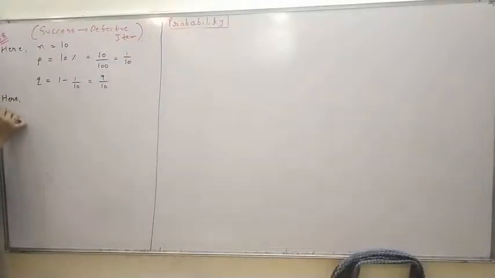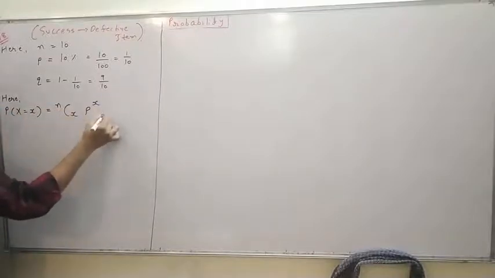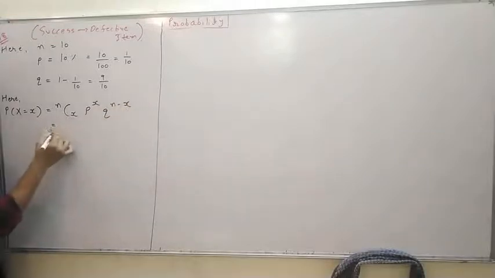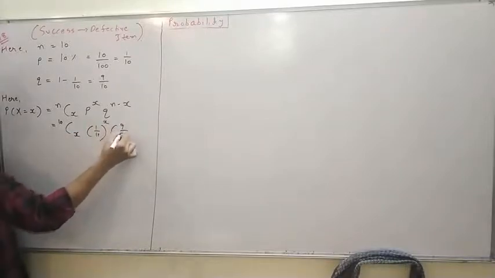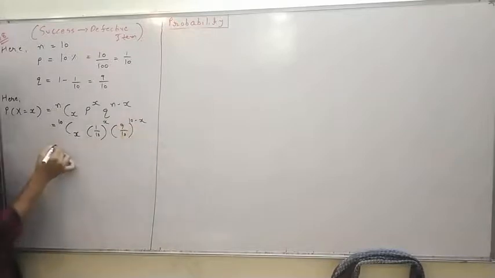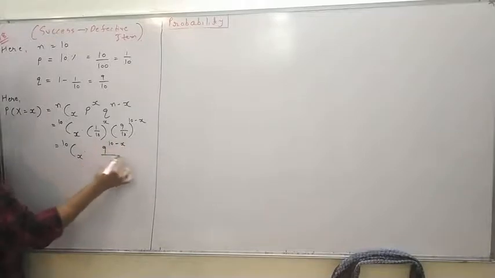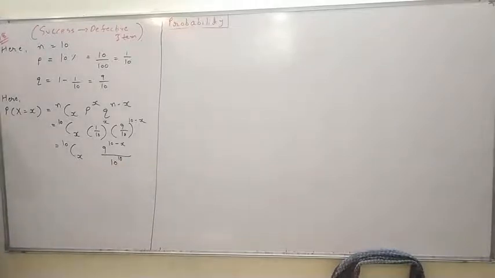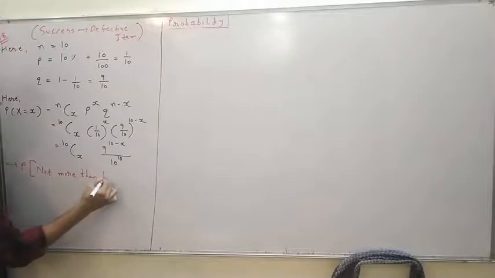Here P of x is equals to NCx p raised to x q raised to n minus x. So my n is 10, 10Cx, p is 1 by 10 raised to x, q is 9 by 10 raised to 10 minus x. So that is 10Cx, 9 raised to 10 minus x divided by 10 raised to x plus 10 minus x, so that is 10 raised to 10. Okay, now I have to find the probability of not more than one item defective.